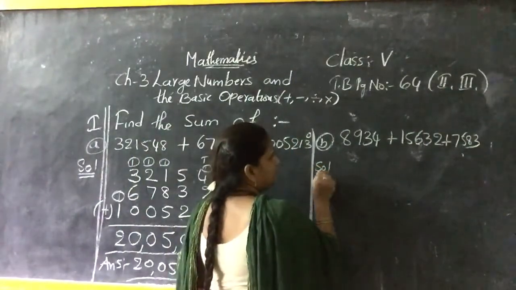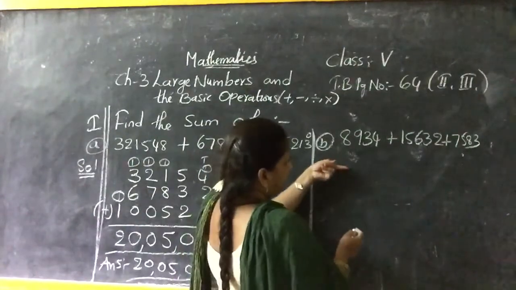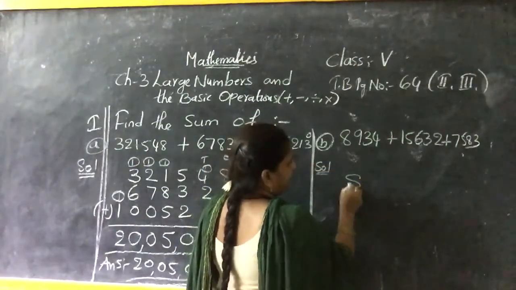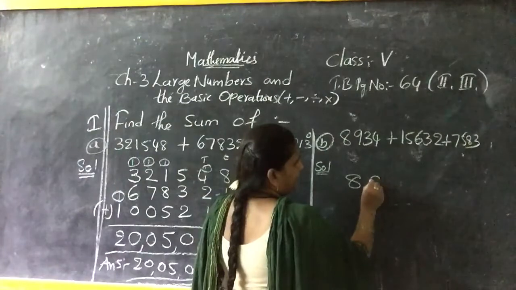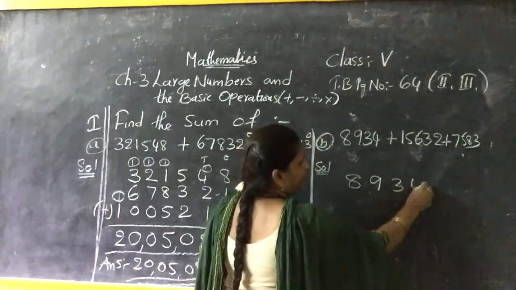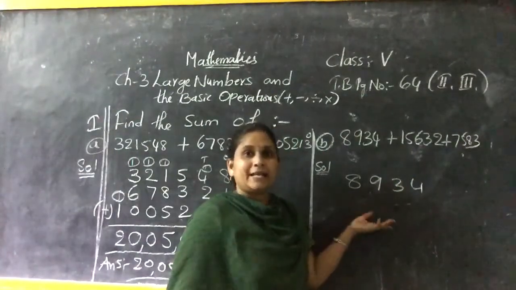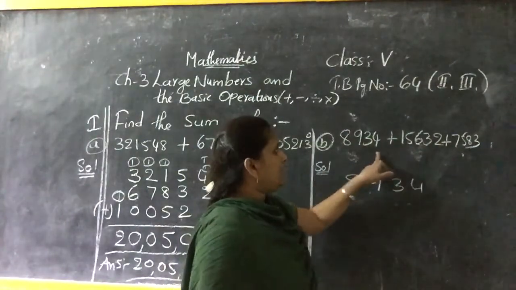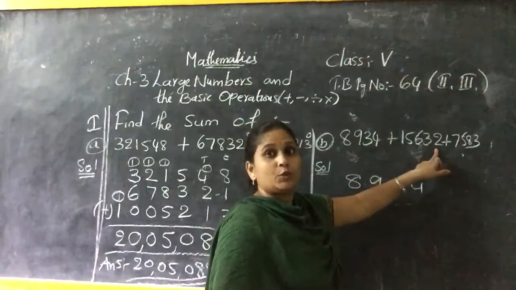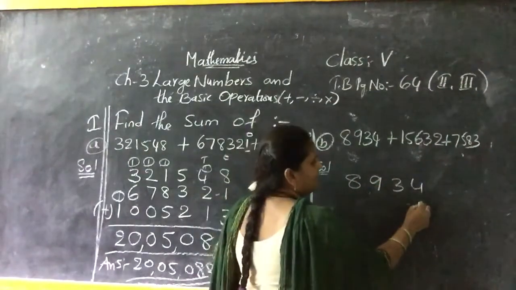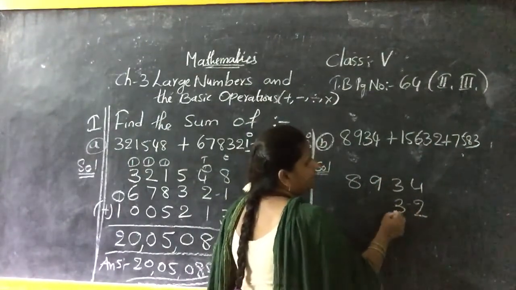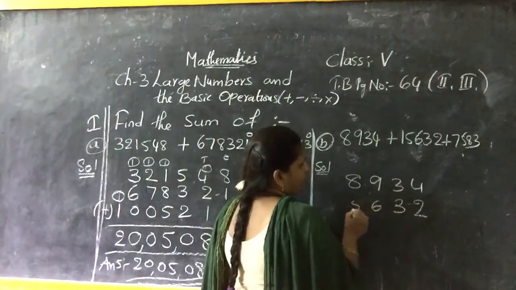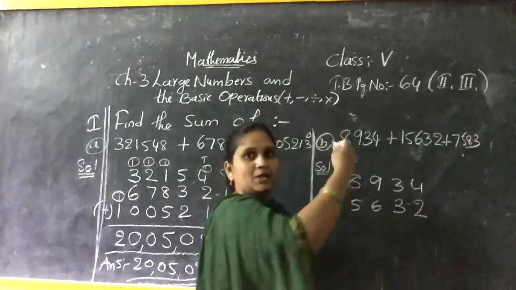Write the solution, give a one finger gap and copy the numbers, giving a half finger gap. 8, 9, 3, 4. And the second number, from the ones place outside. So here in the ones place, what number is there? 2 is there. So write down from the last: 2, 3, 6, 5, 1. We have to write it in reverse order.